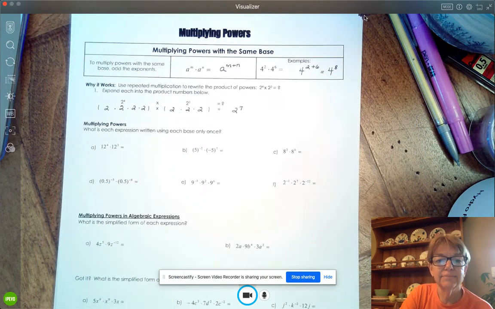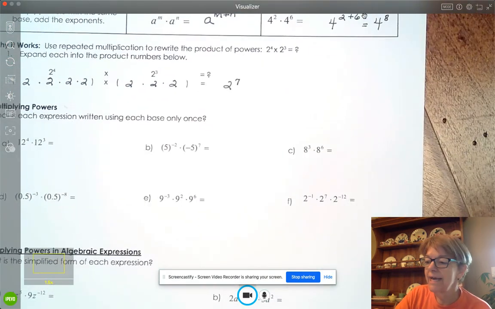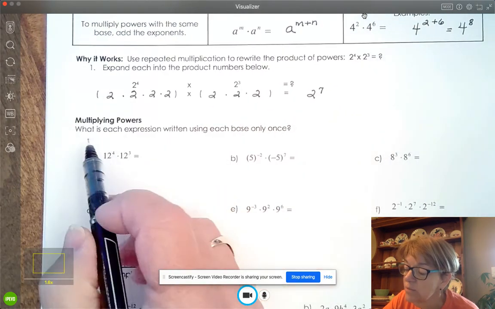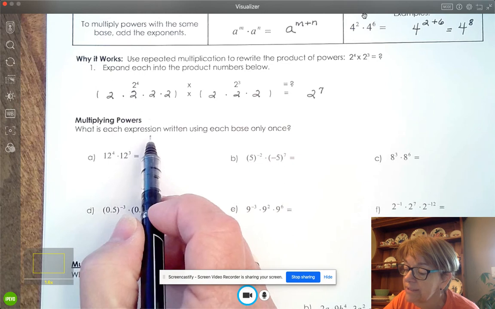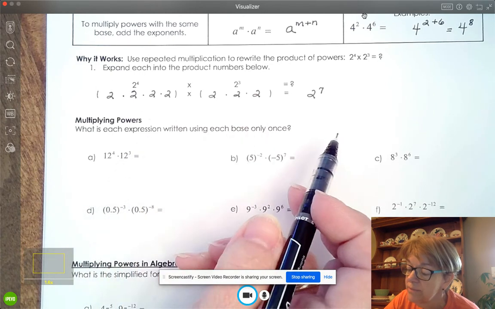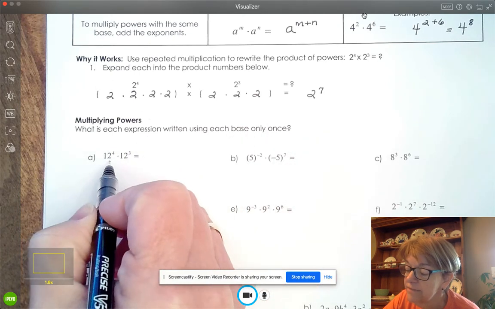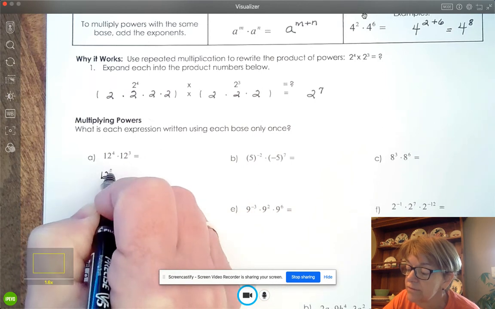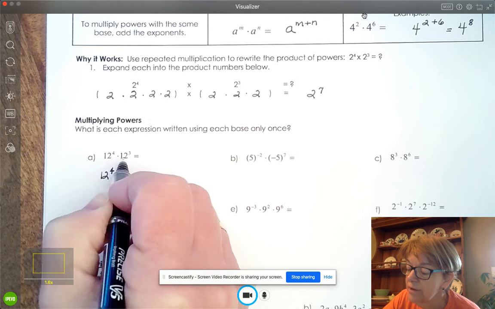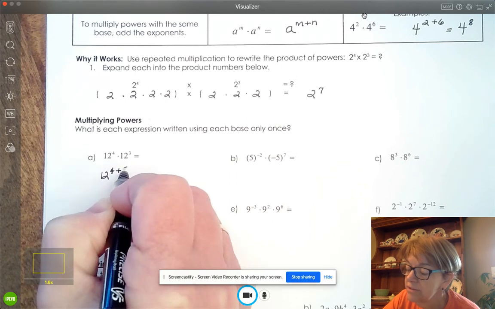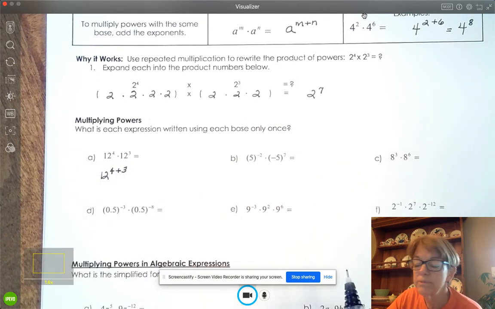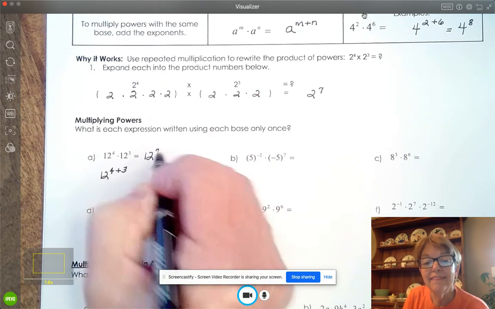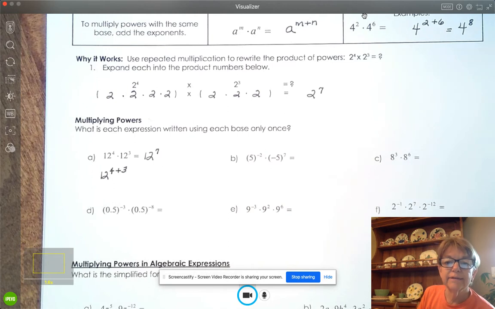So let's look at some exercises. What I'm going to ask you to do are these exercises. What is this expression written using the base only once? I have a base of 12, so this is 12 to the 4th power and 12 to the 3rd power. So I have 12 to the 4 plus 3, 12 to the 7th power. And that is all you're going to be doing with these.